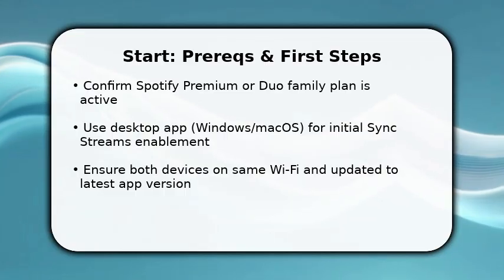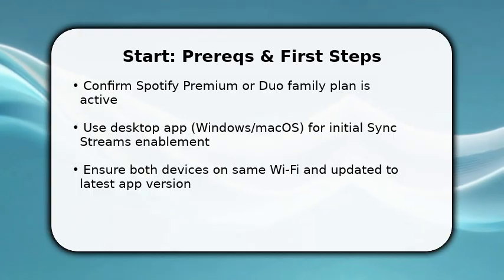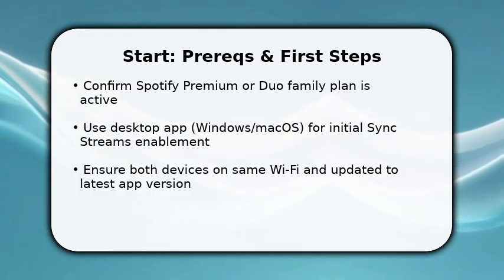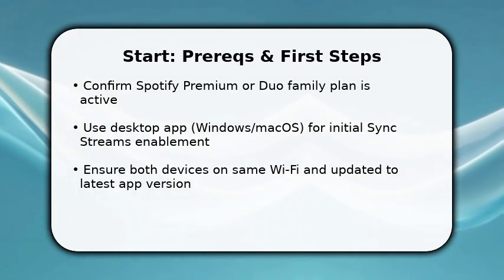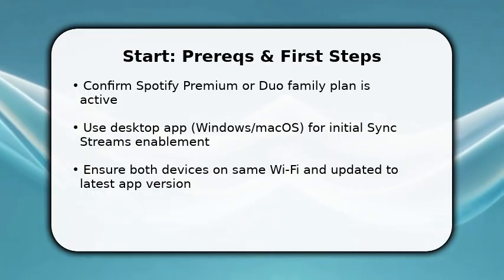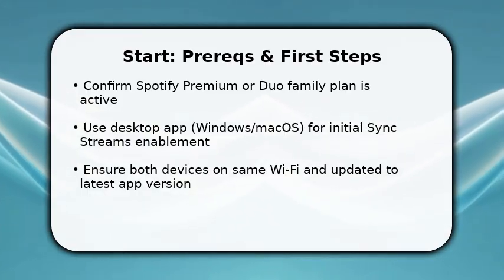Once done, check both devices are on the same Wi-Fi and updated to the latest app build to avoid handshake failures. Now locate the collaborative or sync streams option under the Connect menu and prepare the secondary device to join.